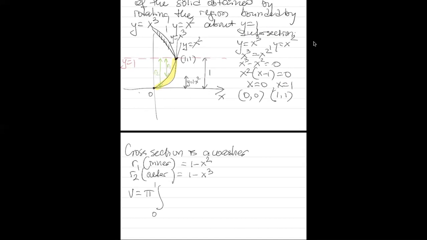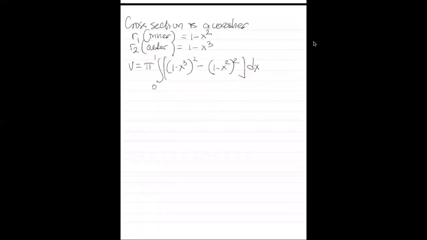And how do we find the area of a washer? It's pi outer radius squared minus pi inner radius squared, dx. All right, it says set up but do not evaluate, so we're just going to leave it like this. All right, example 5.